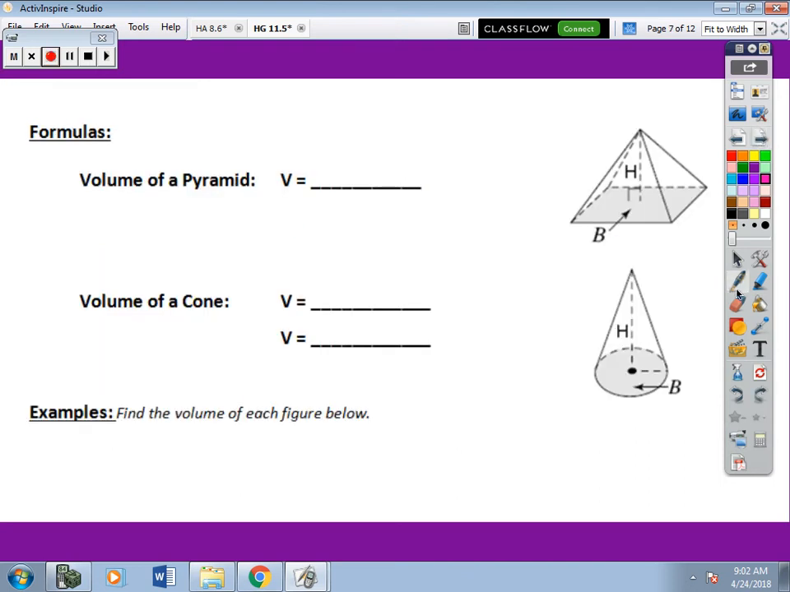So what that means is the volume formula from yesterday, we're just going to tack on a 1/3 in the front. So this will be 1/3 B times H. It's 1/3 of the prism. And the volume of a cone would be the same, 1/3 BH, except that we know that the base is always a circle, and the area of a circle is pi r squared. So 1/3 pi r squared H.